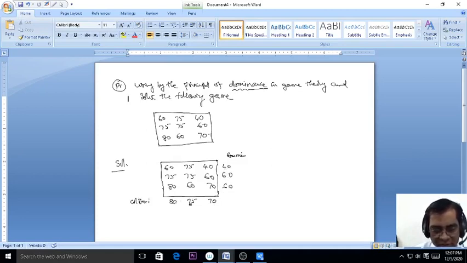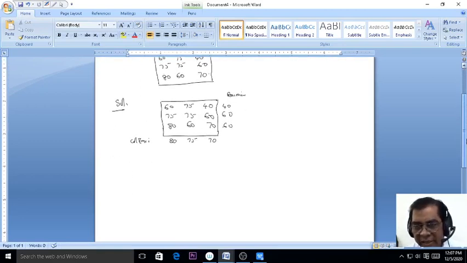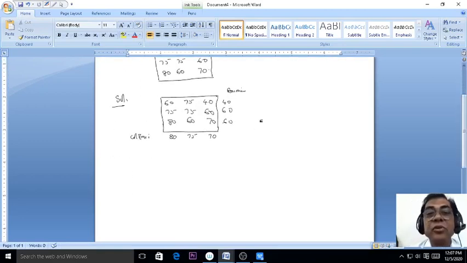Suppose sometimes the 75 is there, here is a 75 and the 70, both are the same. Immediately stop the problem, write down the statement: the game value is equal to 75. That's all. Definitely you will get 10 out of 10 marks. Okay, no need to apply the dominance method. Here there is no saddle point, so go to apply the dominance method.